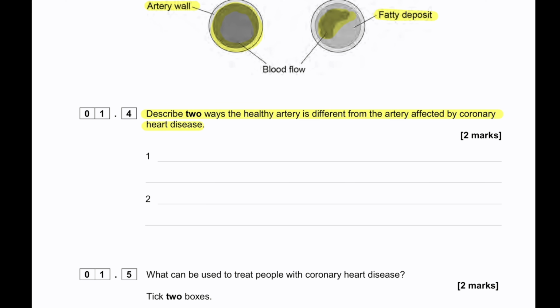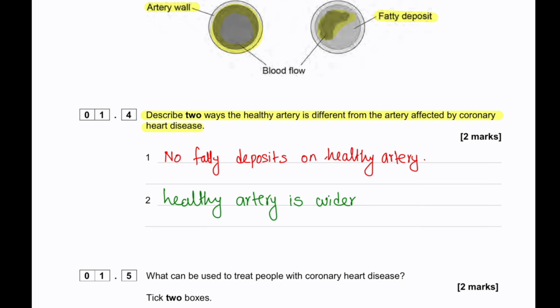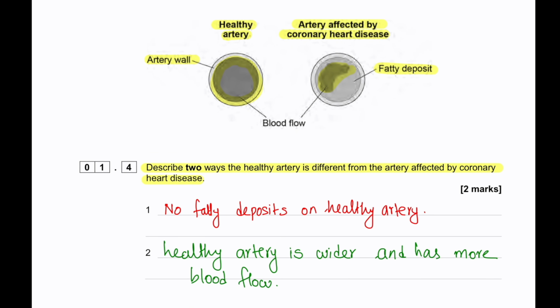From the picture, we can see the healthy artery has a very large lumen, and there are no fatty deposits on that particular lumen. Since it is wider, more blood will be able to flow through the healthy artery. So we will answer in this way. There are no fatty deposits and the healthy artery is wider, so more blood can flow through it. On the contrary, the artery that is affected by coronary heart disease, the unhealthy artery in this case, we see blood flow restricted, and also we can see fatty deposits, which is the main cause of the restriction of the blood flow.